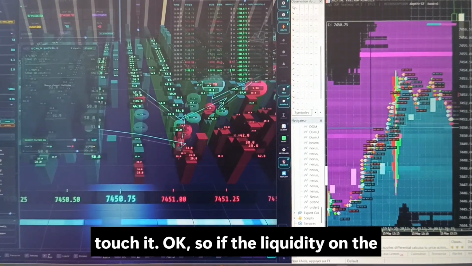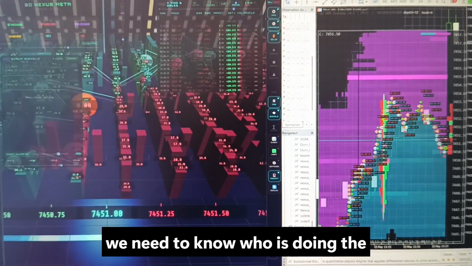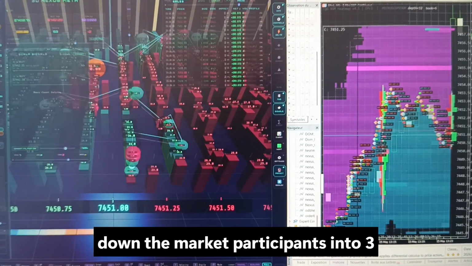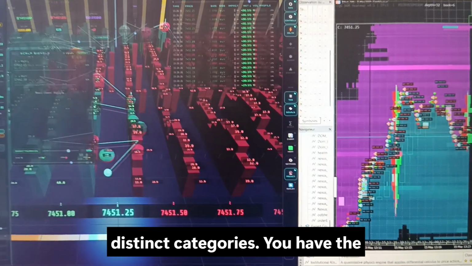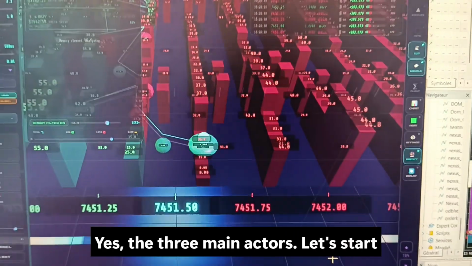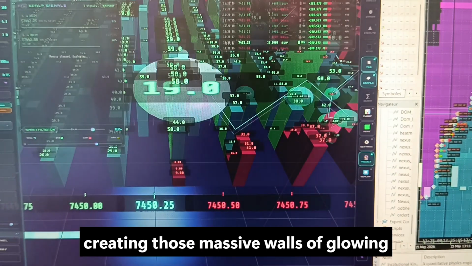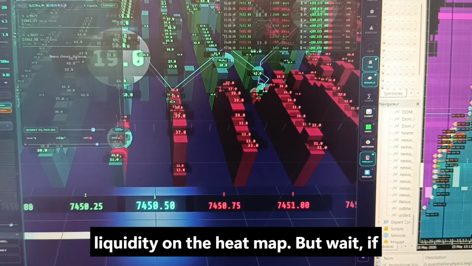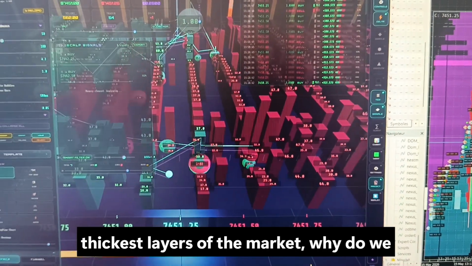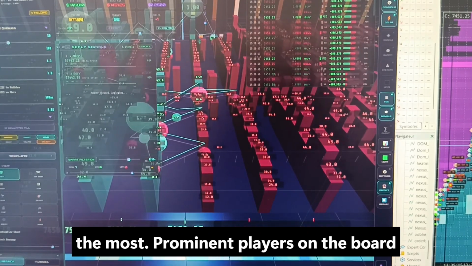Okay, so if the liquidity on the screen is just a display of intentions, we need to know who is doing the displaying. The source material breaks down the market participants into 3 distinct categories. You have the passives, the aggressives, and the algos. Yes, the 3 main actors. Let's start with the passives. These are the ones creating those massive walls of glowing liquidity on the heat map. But wait, if they are the ones laying down the thickest layers of the market, why do we call them passive? I mean, they look like the most dominant players on the board.